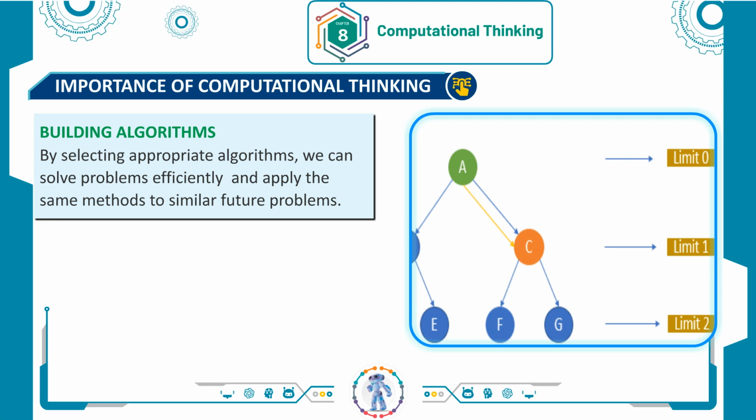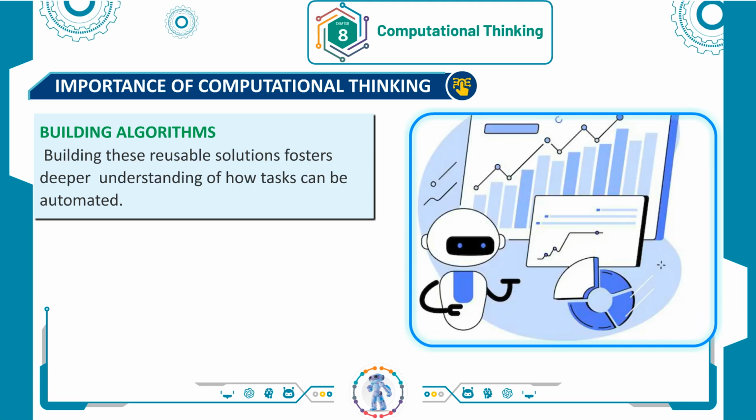Building algorithms. One of the key elements of computational thinking is constructing algorithms, clear, step-by-step instructions for solving a problem. By selecting appropriate algorithms, we can solve problems efficiently and apply the same methods to similar future problems. Building these reusable solutions fosters deeper understanding of how tasks can be automated.